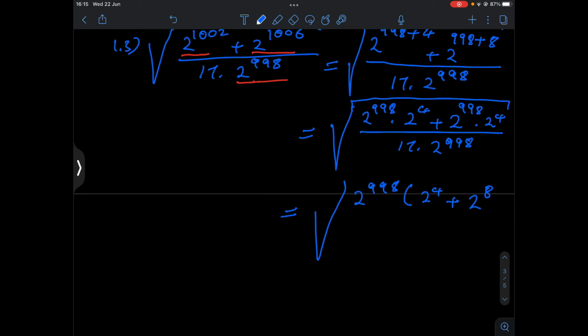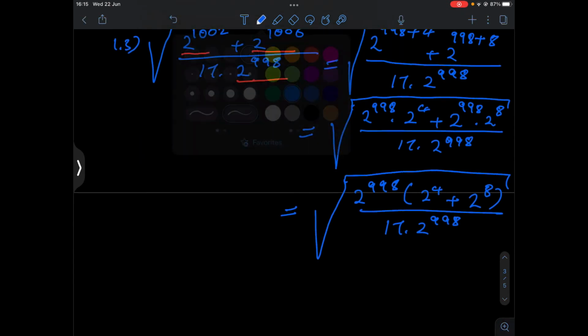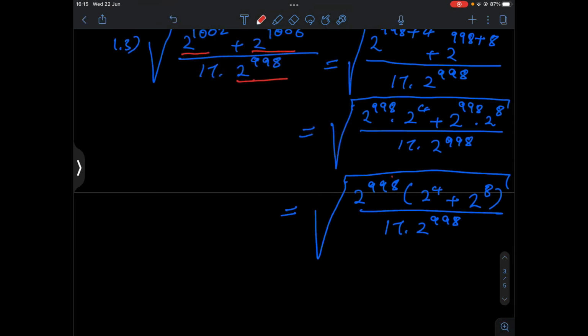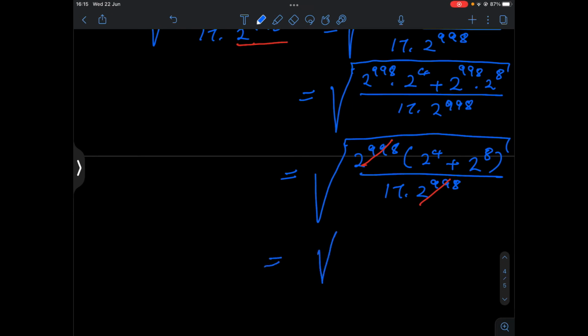So it appears as though, my apologies, I've made a mistake here. That's an 8 there. So now we divide by 17 times 2 to the power of 998. So what's going to happen now is that this cancels, and then all we are left with is for us to just simplify this part here. So we are left with 2 to the power of 4 plus 2 to the power of 8 divided by 17.